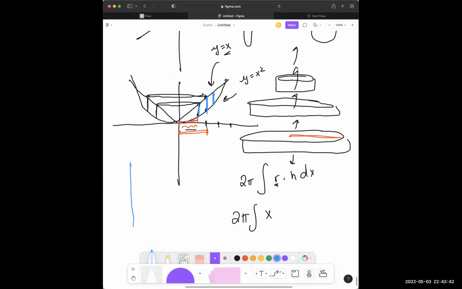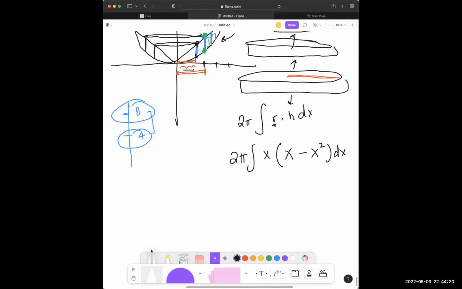So hypothetically, if we had a line and we say this was 8 and this was 4, what is the distance between both of these? Well, it's the top guy minus the bottom guy, right? That's the same idea we're going to keep here. This distance for any shell is just the top guy minus the bottom guy, and that gives us the height of the shell. So it's the top guy, which is x, minus the bottom guy, which is x squared, dx.